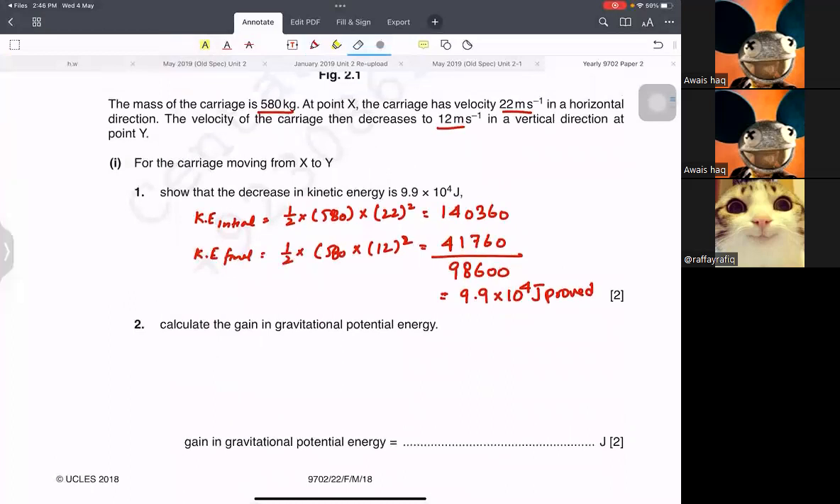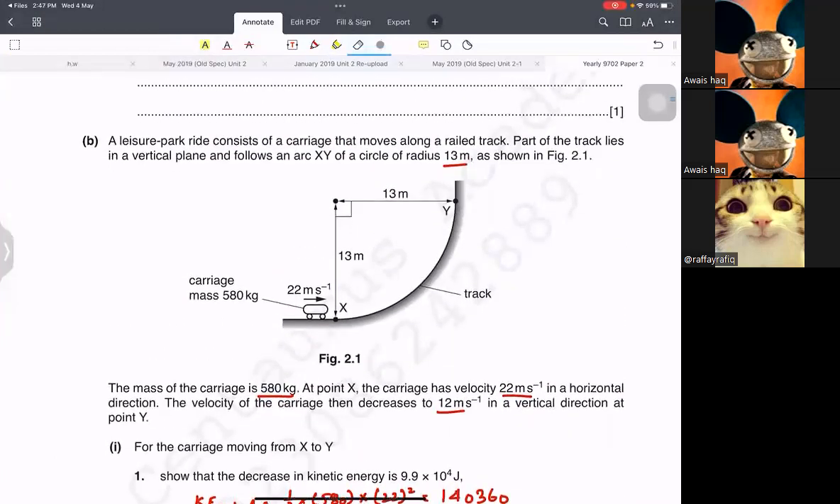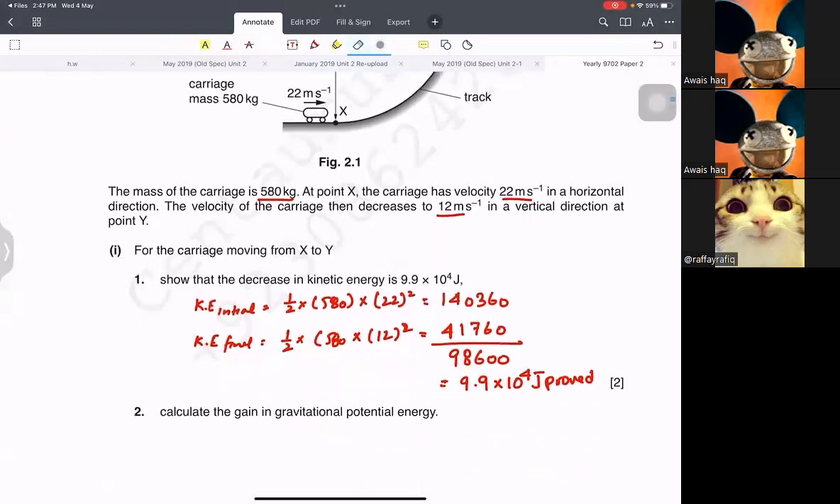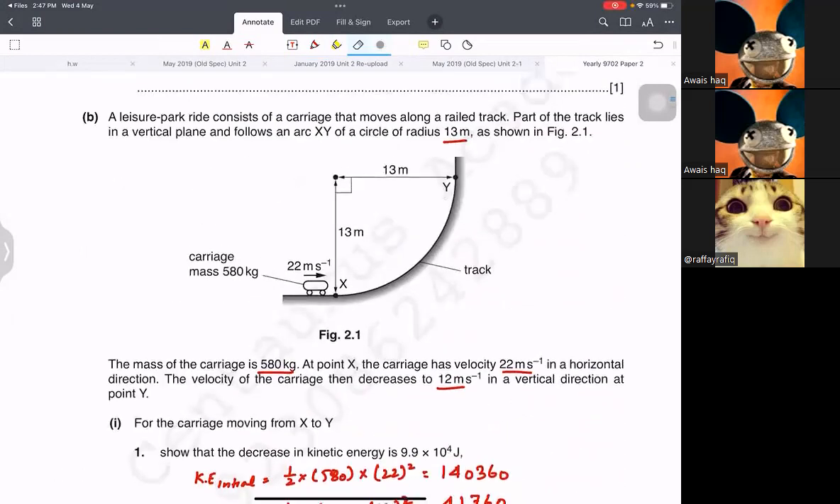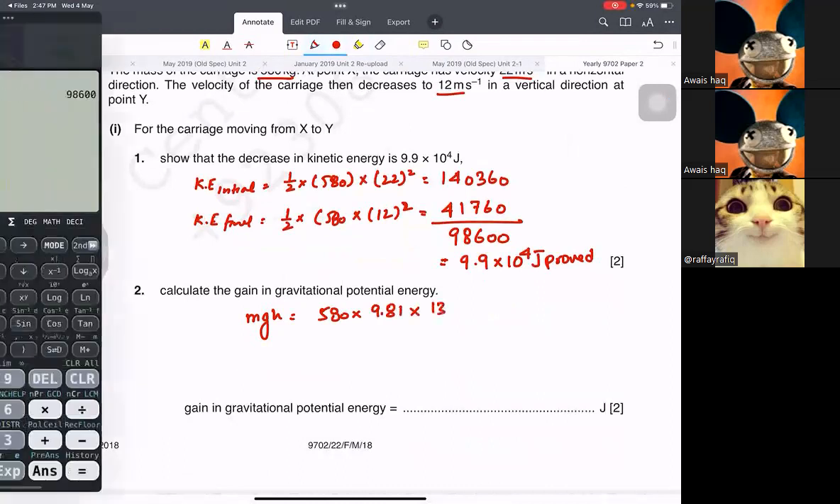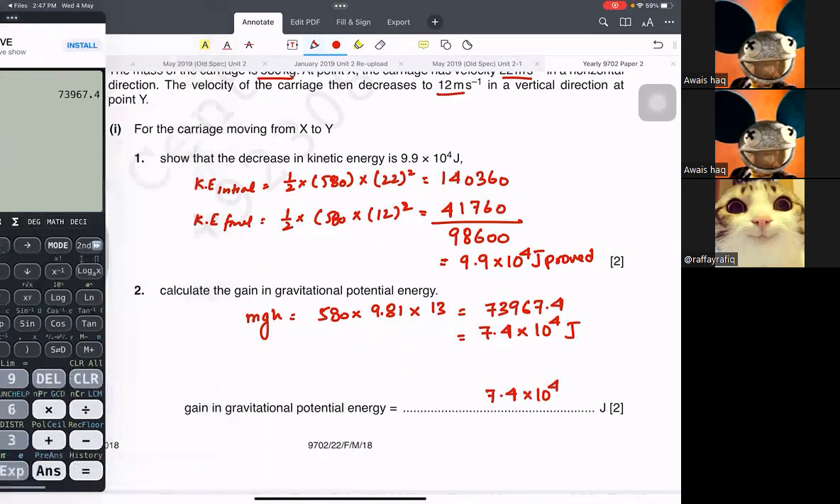Now, calculate the gain in gravitational potential energy. Now, we need to see if there was friction. Did they say there was friction? They didn't say anything. They didn't even say that there is friction or there's no friction. So I'm going to assume that there is friction. Well, it goes to a height of 13. So I would use mgh: 580, 9.81, and 13. That is 73967.4. So 7.4 times 10 raised to the power 4 joules. So this means there was friction because you can see the kinetic energy change has a different value.